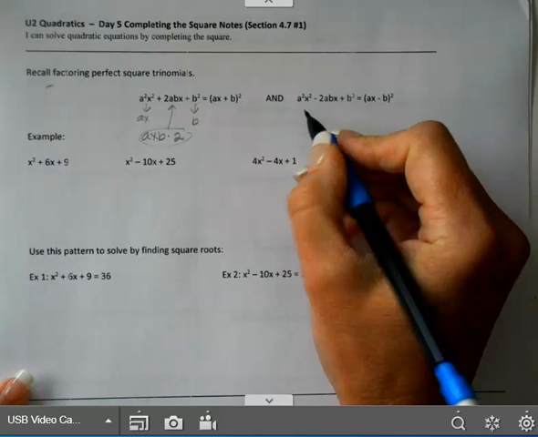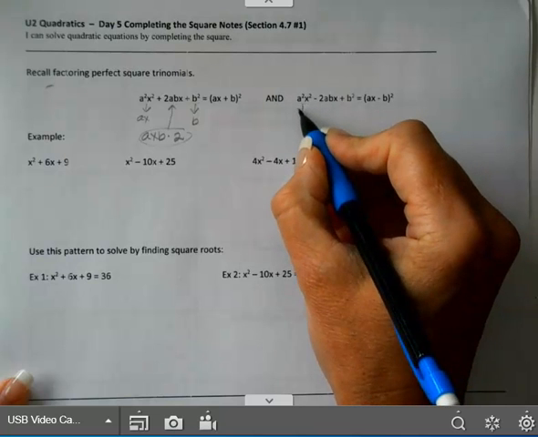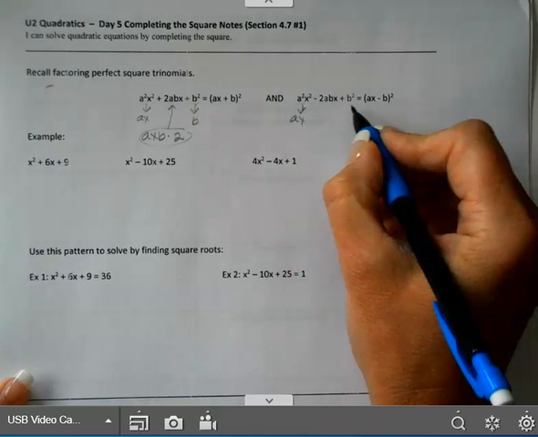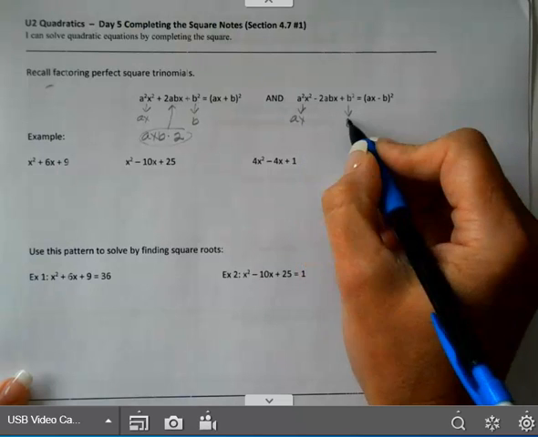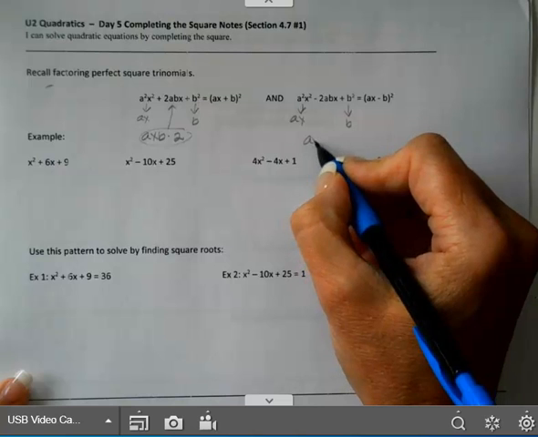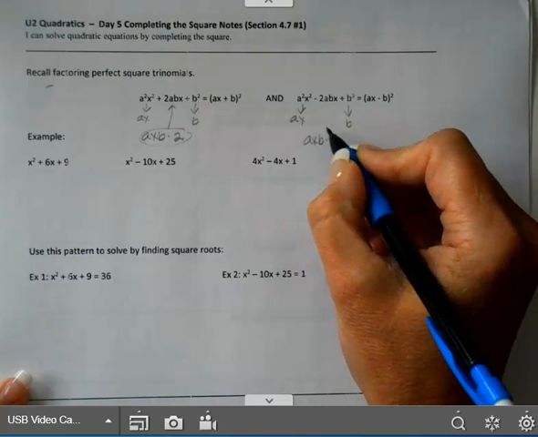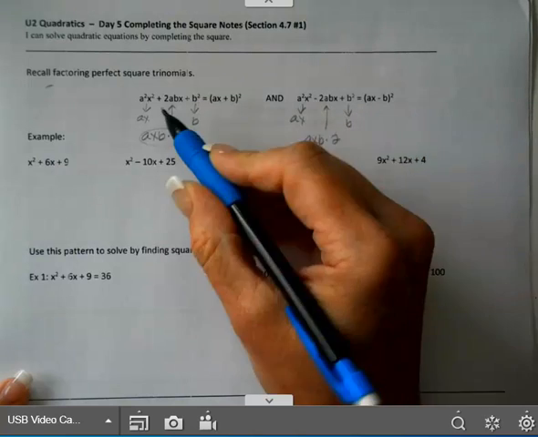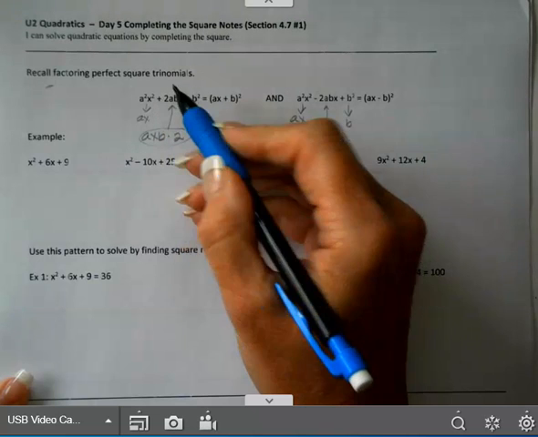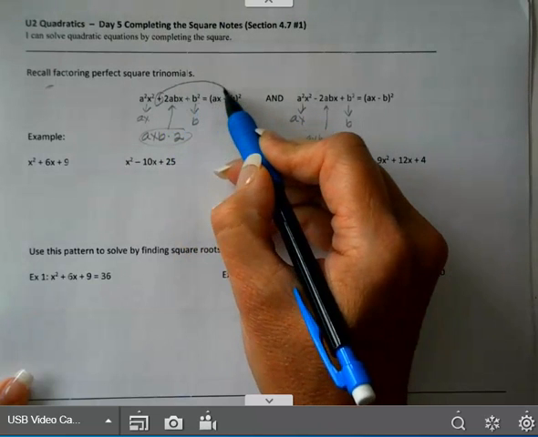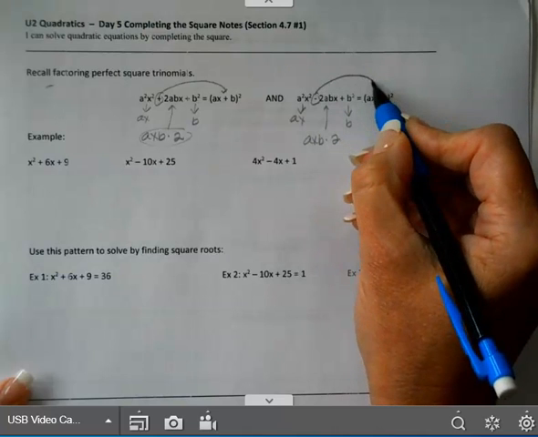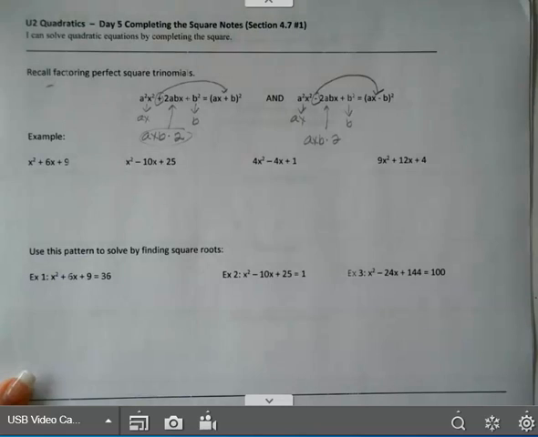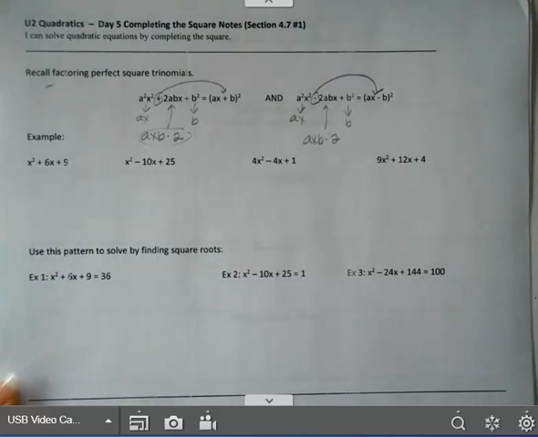Same thing on this one. Square root of that is ax, square root of that is b, and then if I multiply the ax times b times 2, I'll get that middle term. Notice that middle term can be plus. If it's plus, you put a plus here. And if that middle term is a minus, you'll put a minus in here. So that is our perfect square trinomial pattern.